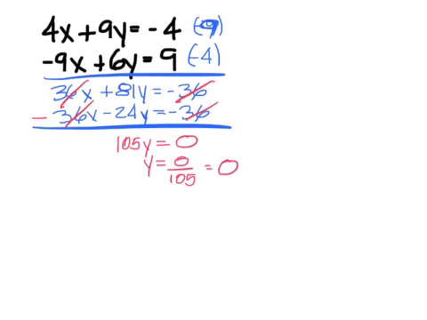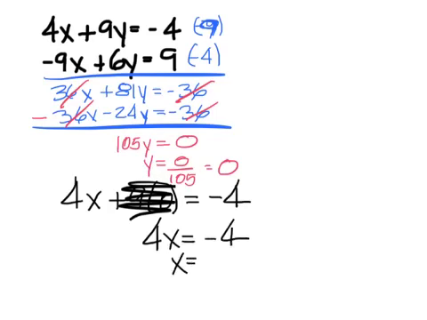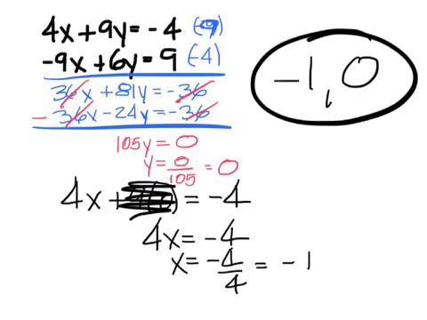So you're going to put 0 into one of your two equations, and the easiest one appears to be the top one. 4x plus 9 times 0 equals -4. If I put a 0 in for y, it just cancels this part out. So 4x equals -4, and divide -4 by 4 to get a -1. -1, 0 is the answer.